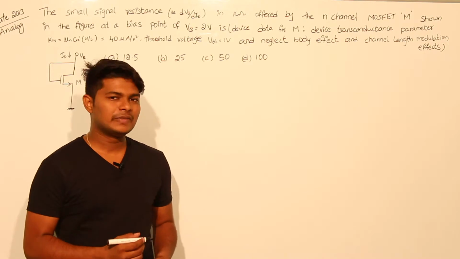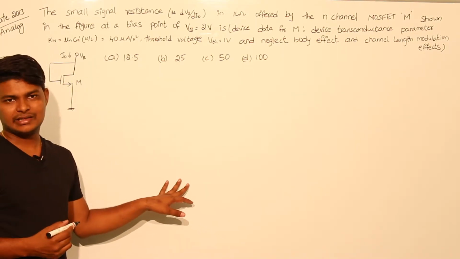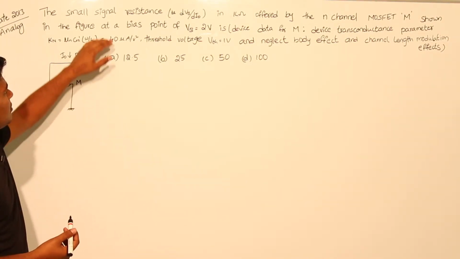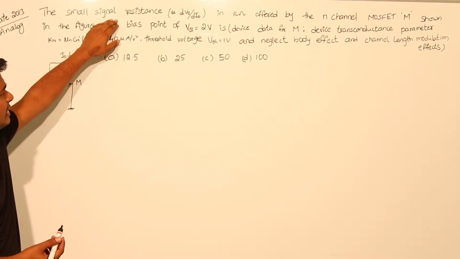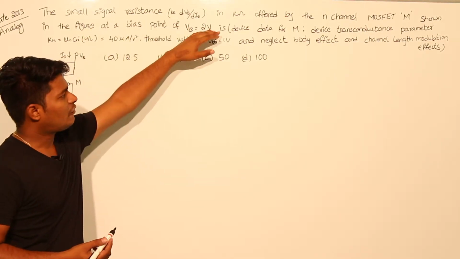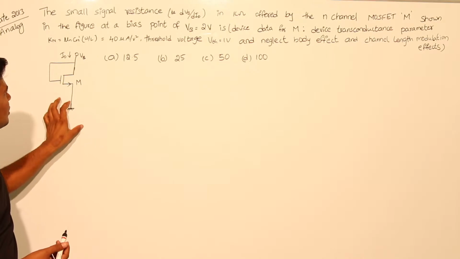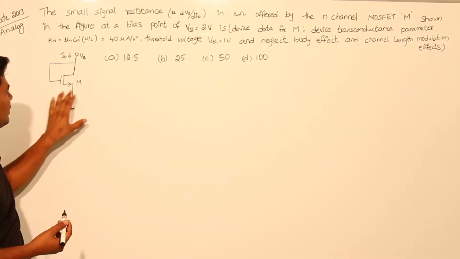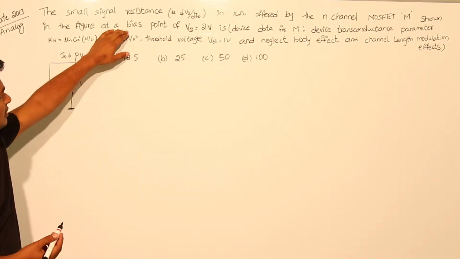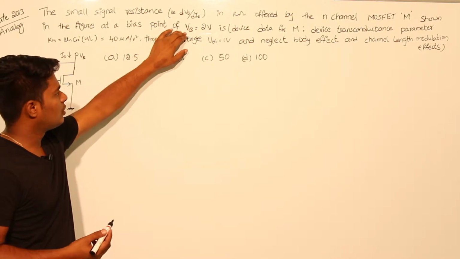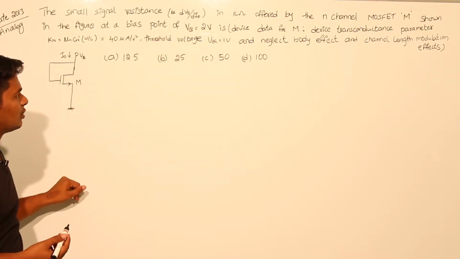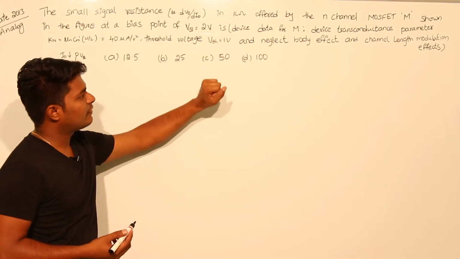Let's see this question. This question was asked in GATE 2013 in the subject Analog. The small signal resistance dVb by dId, in kilo ohms, offered by the n-channel MOSFET M as shown in this figure, at a bias point of Vb equal to 2 volts. They have given the bias point voltage of 2 volts and some device data for M.